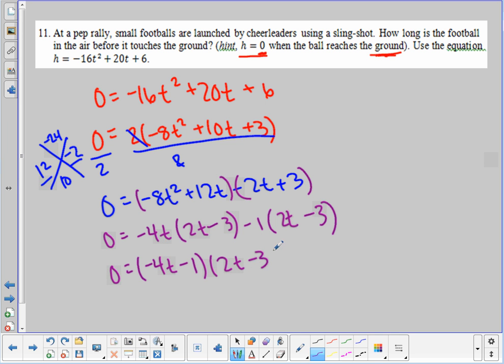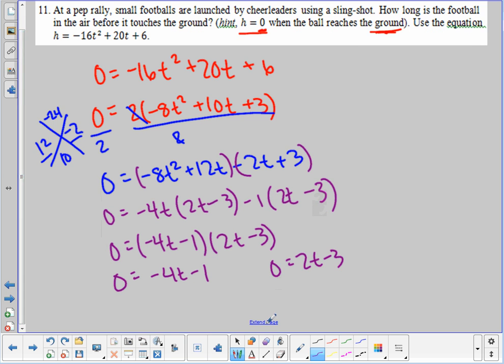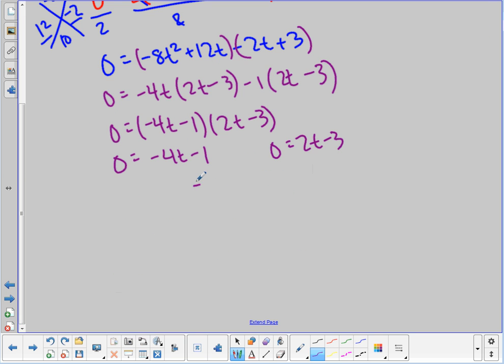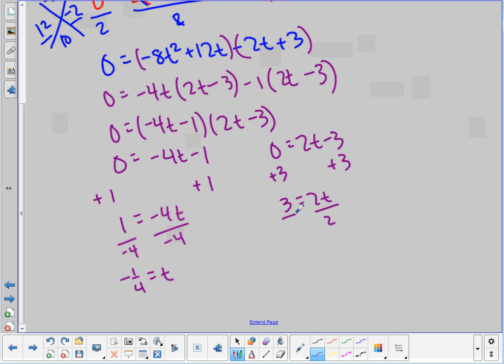So now I am going to go ahead and solve this. I have negative 4t minus 1, and over here I have 2t minus 3. When I solve those two, I need to add 1, and I have 1 is equal to negative 4t, and then divide by negative 4, and I get negative 1/4 equals t. Over here, add the 3, I get 3 equals 2t, and then divide by 2, and I get 3/2 equals t.